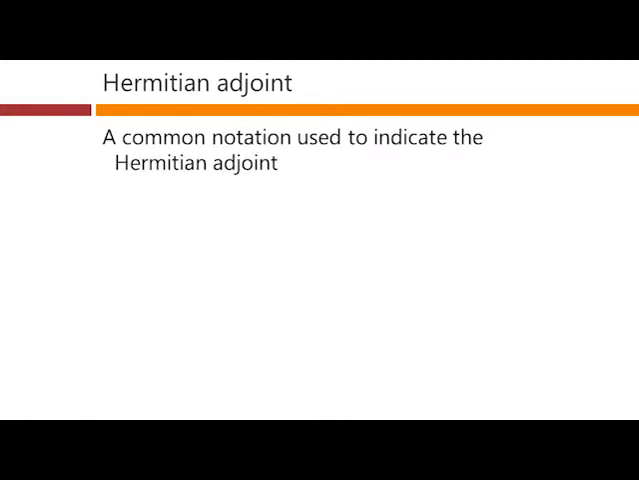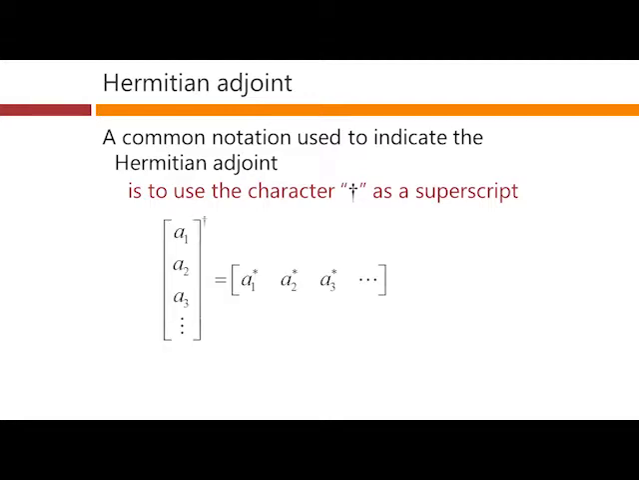And a common notation used to indicate the Hermitian adjoint, rather than always having to write out the rows and the columns and the complex conjugates and so on, is to use this character, a dagger, as a superscript. So we could say that the Hermitian adjoint of this column vector is this row vector with the complex conjugated elements in it.